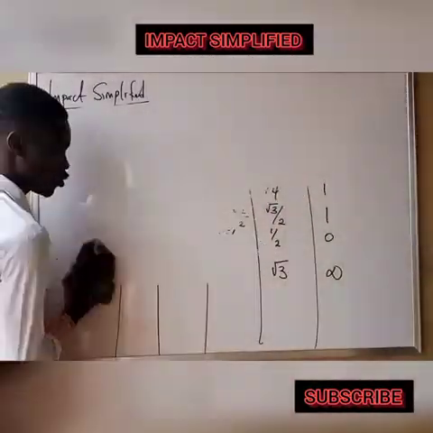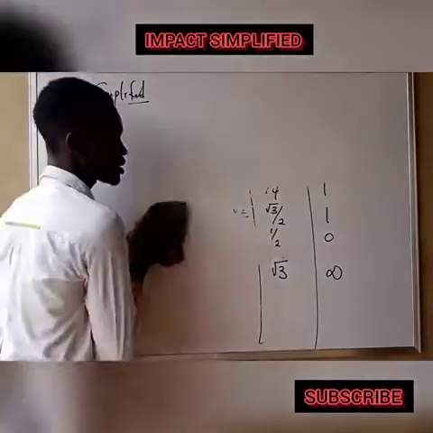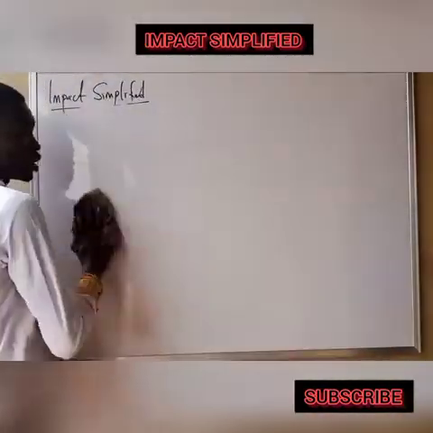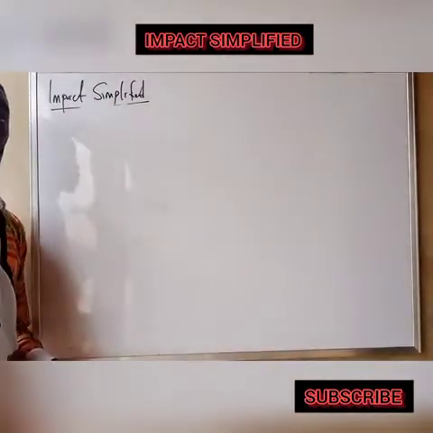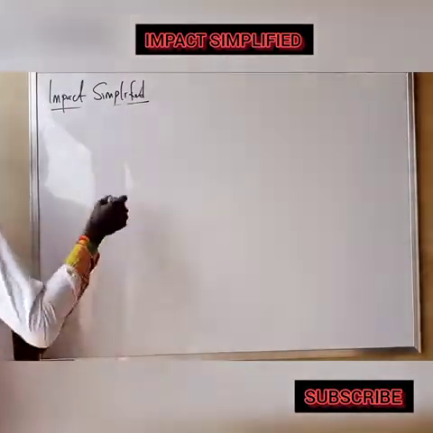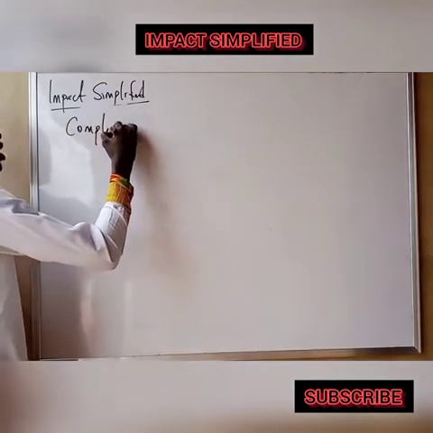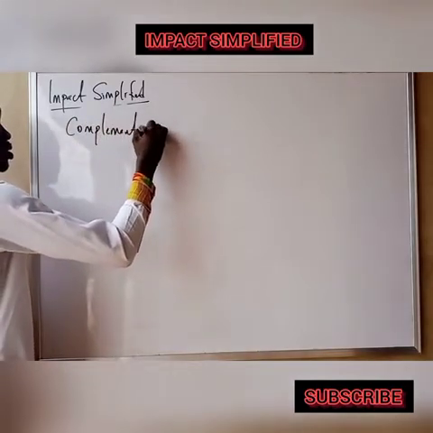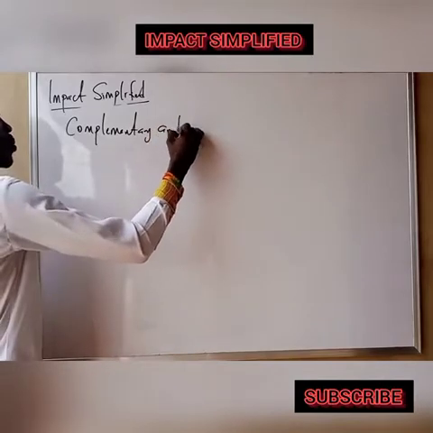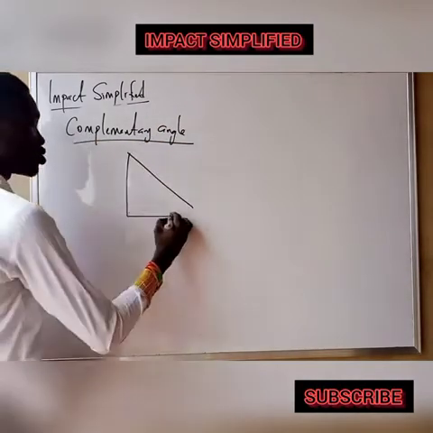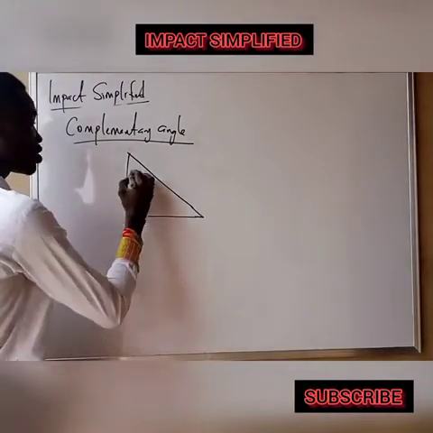So that means if we want to look for the tan of 60, we don't need to make use of a calculator. All we just need to do is to make use of the table. And that will now bring us to what we term as a complementary angle. When we are talking of complementary angle, what is the meaning of complementary angle?